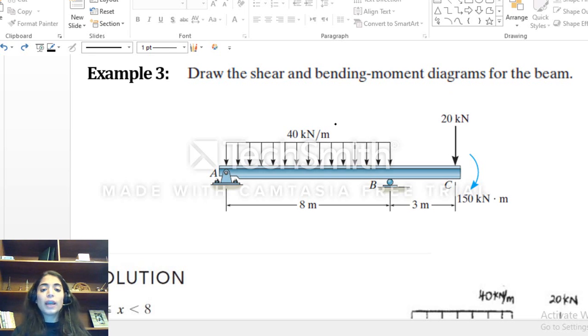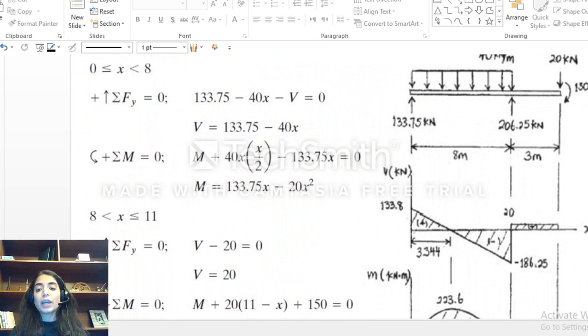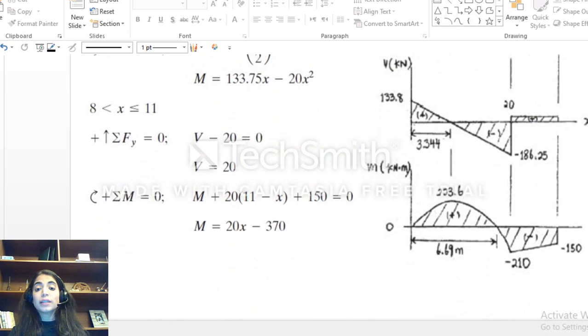So how many cuts do I have here? Of course, I should do a cut on the distributed load and a cut here after the distributed load, and you can, guys, do it by yourself, and you can find here the shear and moment diagram.